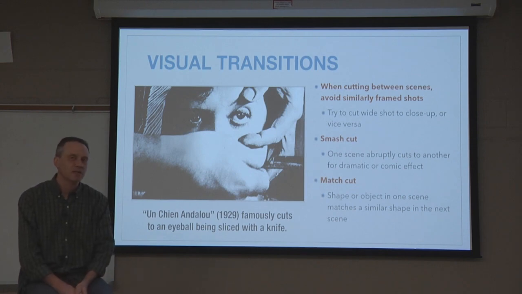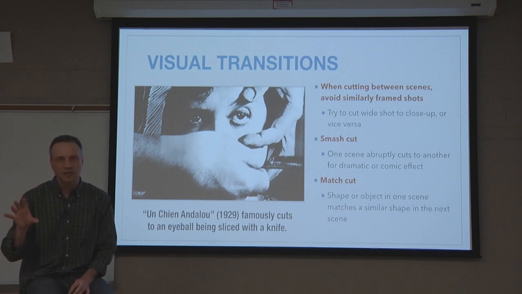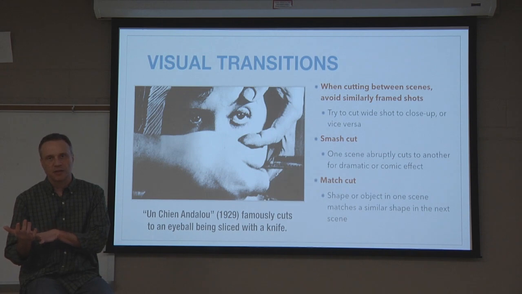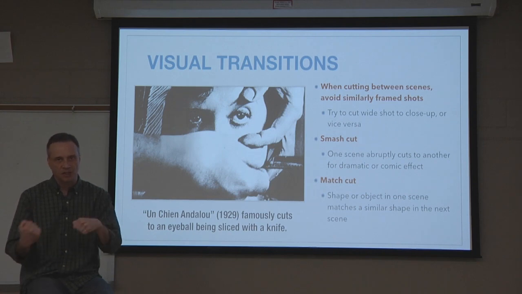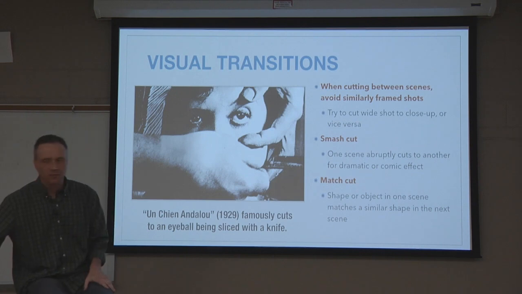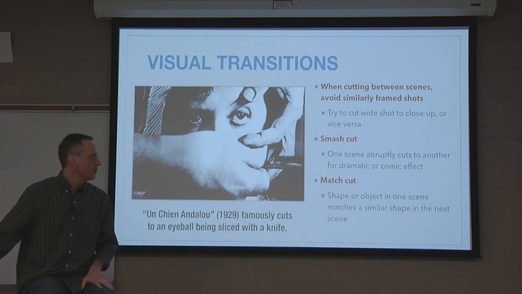Another type of cut is called a match cut, and this is when we take an image in one scene that has a certain shape to it, and then we cut to the next scene with a similarly shaped object, something that kind of matches that. That's a match cut. Now let me show you an example, then I'll show you a video example too.